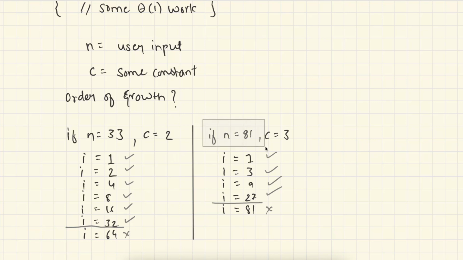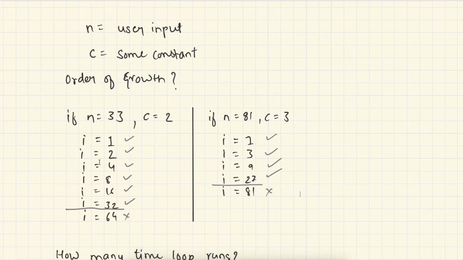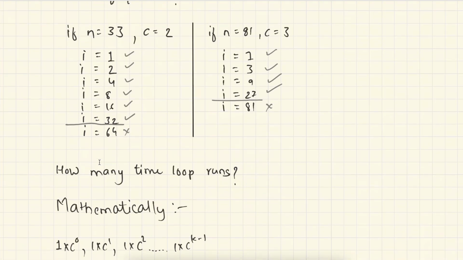Let's say n equal to 81 and c equal to 3. This loop is going to run 1, 2, 3, 4 times. It starts from 1 and then it becomes 3, then 9, then 27, and when it becomes 81 our loop stops. We meet our base condition and our loop stops here. So how many times is this loop working? 1, 2, 3, 4. Again we are unable to find any relation between n and c. If I ask you how many times the loop runs, again we are confused and do not have any way to figure it out, because we are not able to find any relationship between n and c.